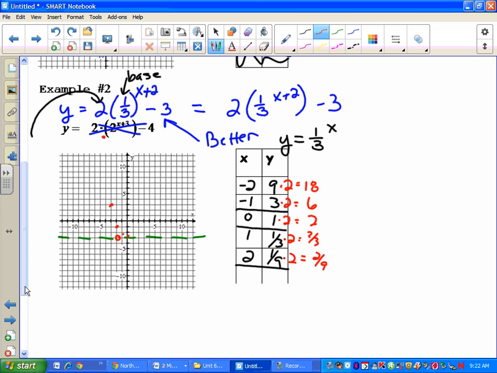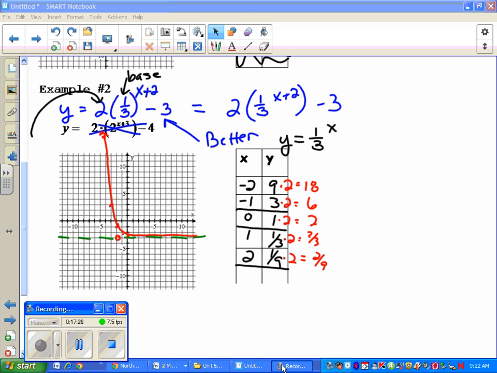So here we go. Let's connect. This one is very steep. Very steep. Okay? Easy enough? Not bad, is it? Not bad. See, I told you, experts in no time at all.